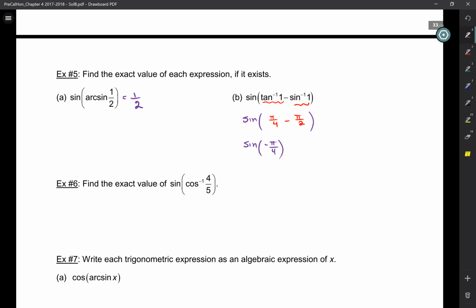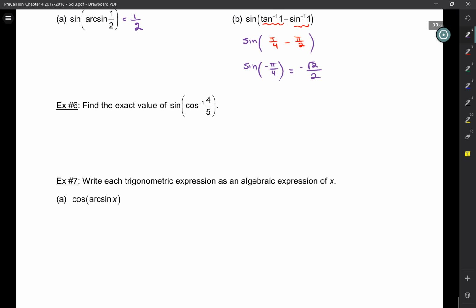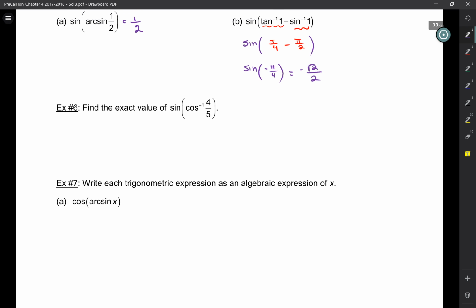Okay, so here, pi over 4 minus pi over 2 is negative pi over 4. And what's sine of negative pi over 4? Negative root 2 over 2. Okay? Now, in this case, we have a sine and an inverse cosine, so they're different functions. What we're going to do is draw a triangle.